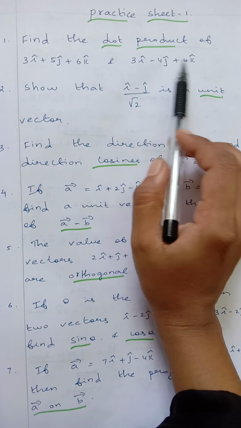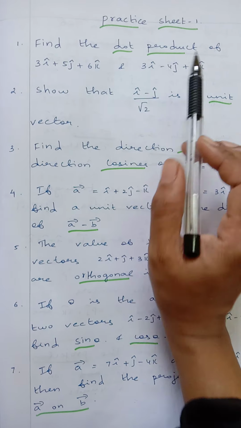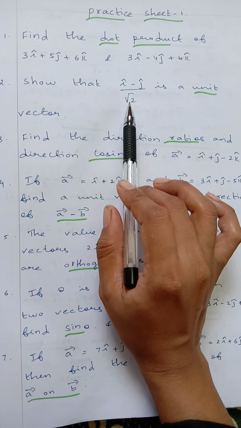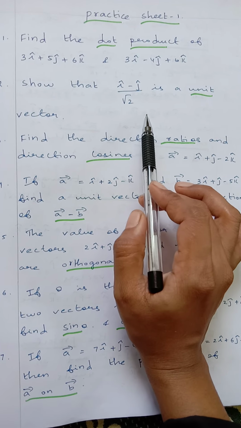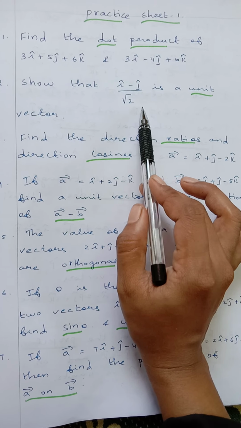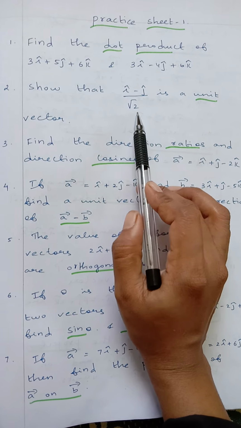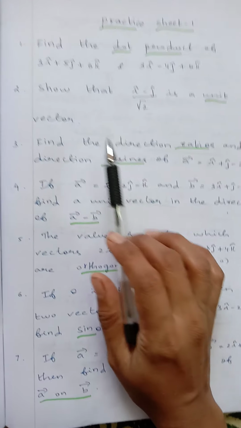Find the dot product of the vectors. So using the dot product you can find this. The next one is show that (i cap minus j cap) by root 2 is a unit vector. You should find the magnitude of this. If you get the value as 1, you can say that it is a unit vector.